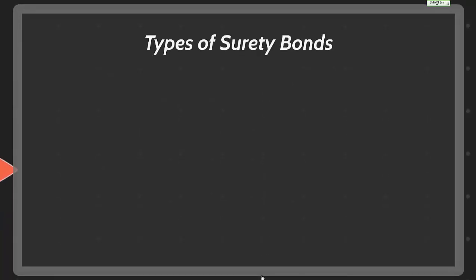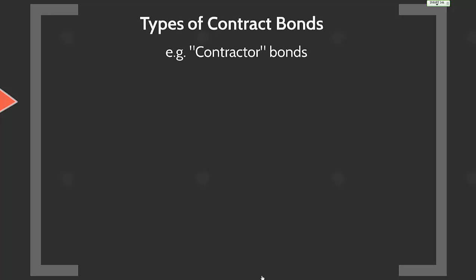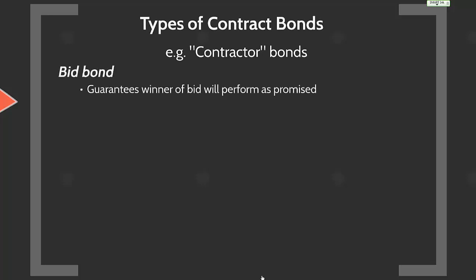Last, let's look at types of surety bonds. There are contract bonds. Let's look more specifically at some examples of contract bonds, which are probably the most popular form of surety bond. Sometimes these are referred to as contractor bonds. A bid bond guarantees the winner of a bid will perform as promised. Many times, in order to even bid on a project, you must have a bid bond.